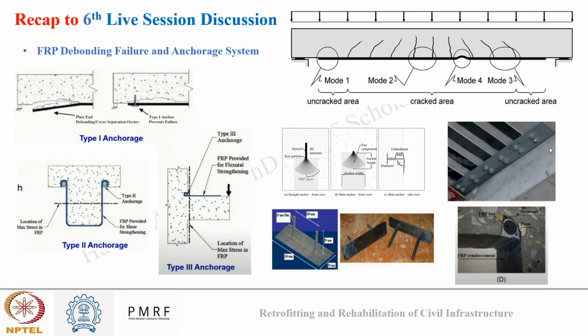Then we talked about different modes of FRP debonding failure near the end, flexure failure, shear failure, and concrete crushing. We then saw different anchorage systems. Those were of three types: type 1, type 2, and type 3. And then we talked about different anchorage devices. Main highlights were the FRP strips, metallic strip anchors, pi anchors, and NSM anchors, as you can see in the images also.